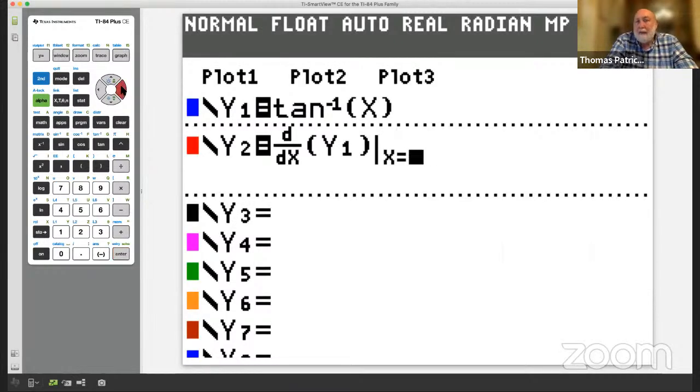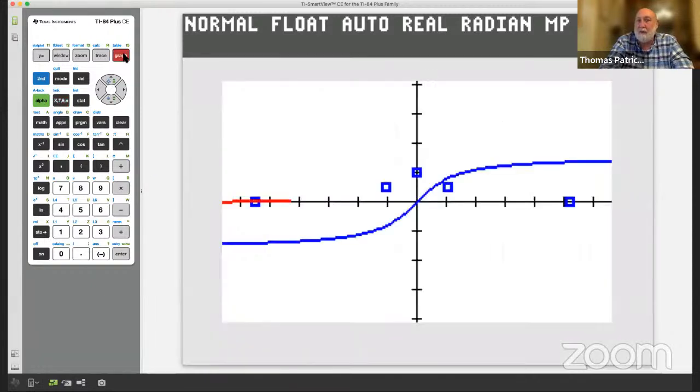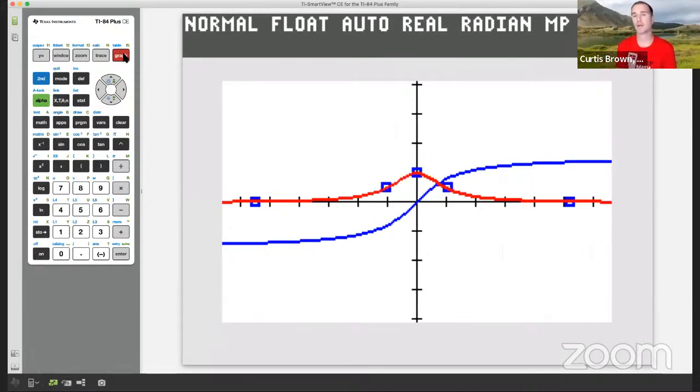And we're graphing this as a function. So I'll just put x equal x. So it's going to do that for each x value across the screen. So let's see how our derivative looks. While that's plotting, Tom, that looks beautiful. Nicely done, by the way.